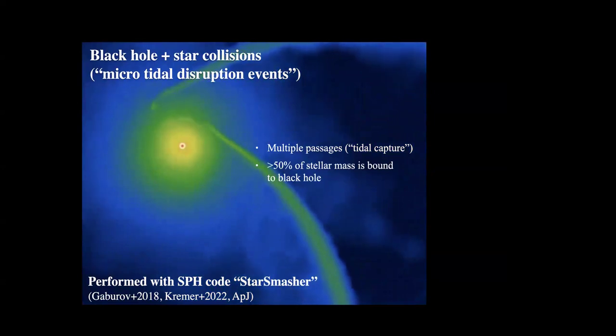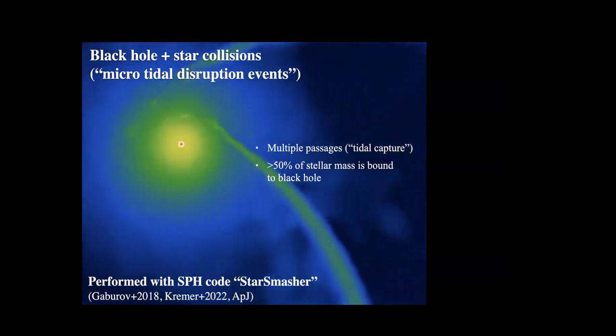The other key point, which is related to this first one, is that the vast majority of the mass, at least 50%, ends up bound to the black hole. And this mass settles into a roughly disk-like configuration. We know it's going to settle into a disk because you have angular momentum involved in these collisions, and that angular momentum, when it translates into the ultimate configuration, settles into a disk around the black hole.